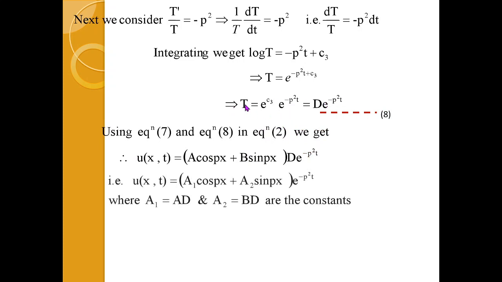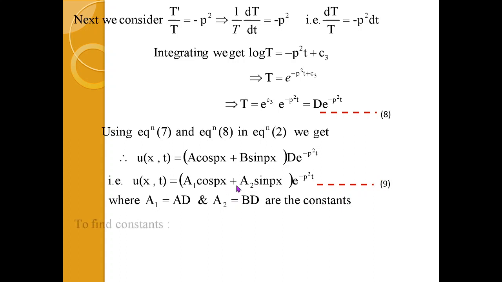Now once we get the expressions for capital X and T, we will use them in equation 2, which is nothing but a general solution. So equation 2 implies u of x,t is (a cos px plus b sin px) into d e power minus p square t. Simplifying, here I can write ad as another constant a1 and bd as a2. In this way we get a general solution.